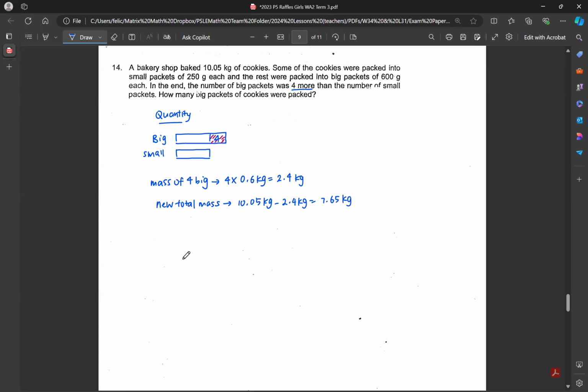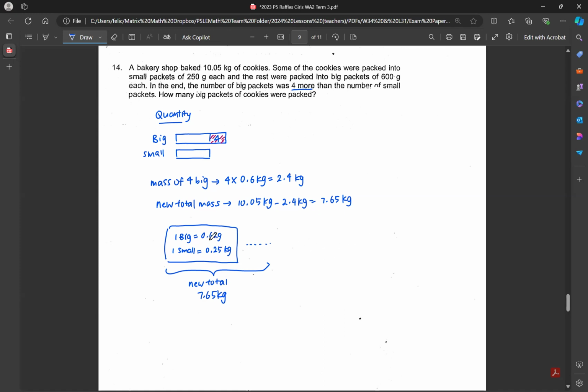All right, so this is where you apply your grouping concept. So in one group, if I say same quantity now, means lowest number of big is 1 big and 1 small in one group. 1 big packet, 1 small packet. Okay, let's write down the mass also. So big packet is 0.6 kg, small packet will be 0.25 kg if you convert. So this is how my one group looks like. Okay, so dot, dot, dot, all these groups I know should give me a new total mass of 7.65 kg. Then from here, your aim is to find out the number of groups.